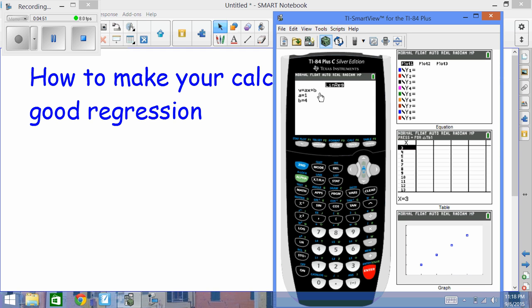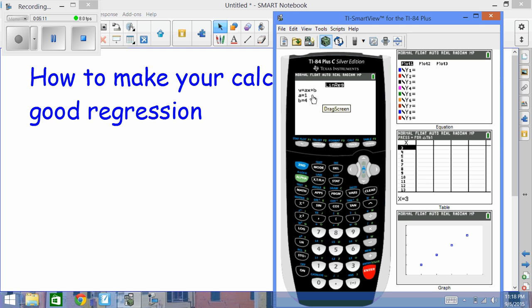Oh, so it gave me a linear regression. It says y equals ax plus b. A is the slope, that's right, it's a slope. And b is the y-intercept. Great, you guys are smart.